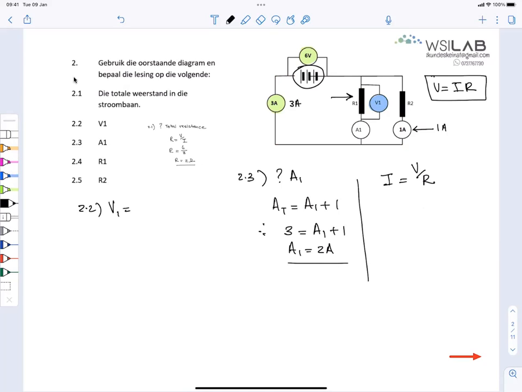What's V1? Come, that's a basic principle. There's no extra resistance in the circuit. There's only 2 parallel resistors. So that voltmeter there and that one must be the same. So that's 6 volts.